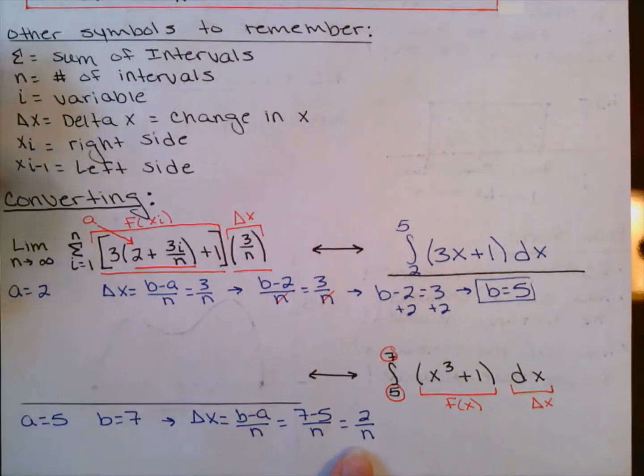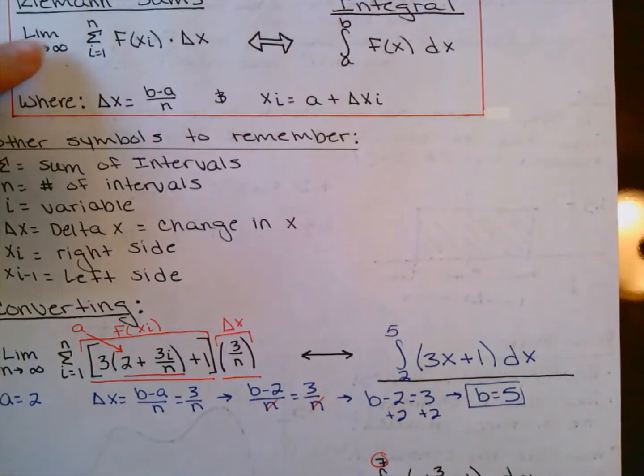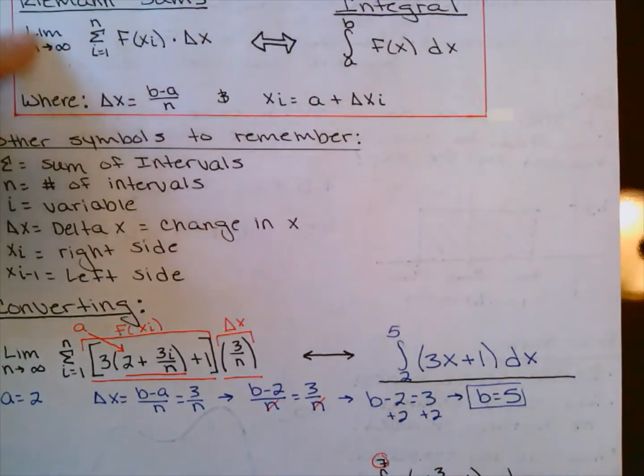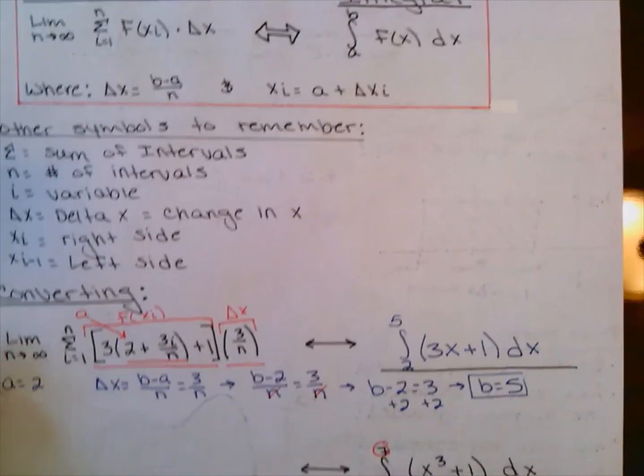Let's start writing the notation, okay? My notation is to write the limit as n approaches infinity. All of this portion right here stays the same. This is what I'm going to start switching up.